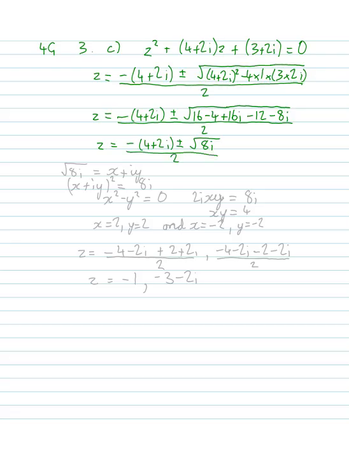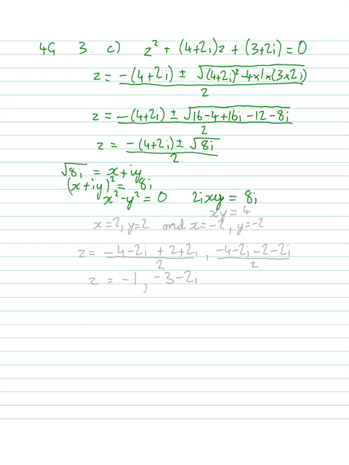So we get left with 8i underneath the square root sign, and that's the point where we're going to use our method for finding the root of a complex number. So we're going to let root 8i be equal to x plus iy, and therefore (x plus iy) squared is equal to 8i, and x squared minus y squared equals 0 because there's no real part, and 2ixy equals 8i.